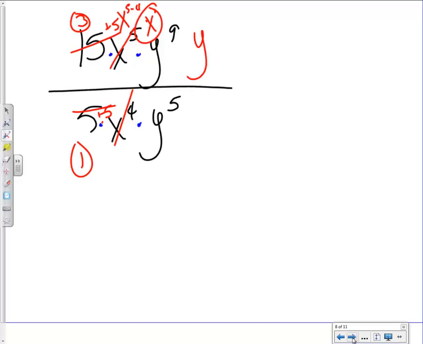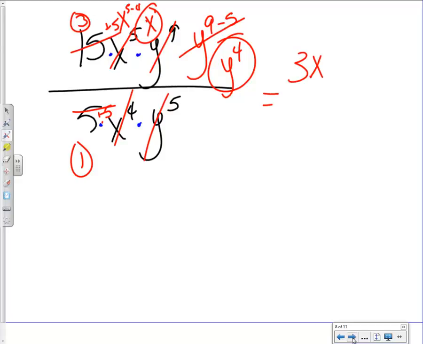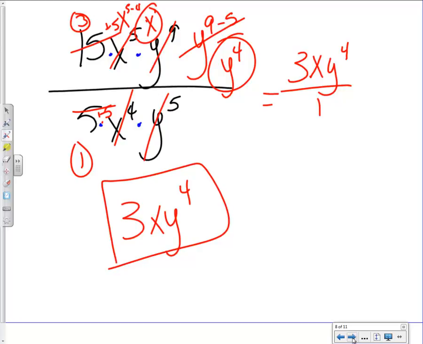The next one I have is y to the 9th minus 5. I'm going to mark these out because I used them. 9 minus 5 is y to the 4th. Y to the 4th is also positive, so it stays where it's at, does not need to drop down. The next thing that we need to do is we need to rewrite our answer. So I have 3x to the first, which is just x, y to the 4th, all over 1. Right? 1's the only thing down there. Well, anything over 1 is just itself. So this is my final answer. 3x, y to the 4th. Okay, one last one.